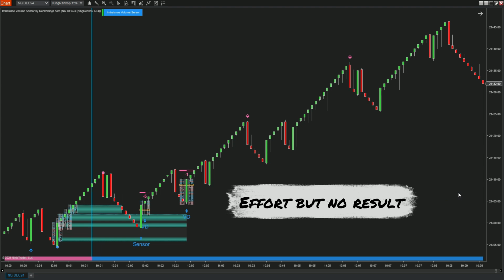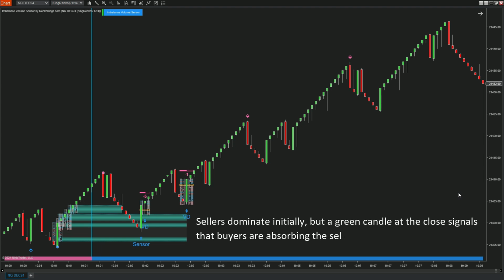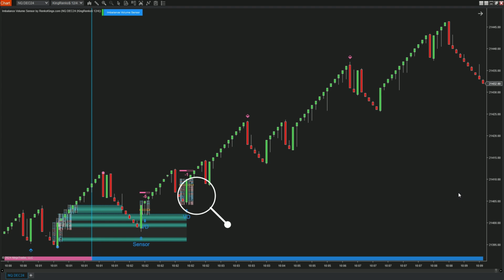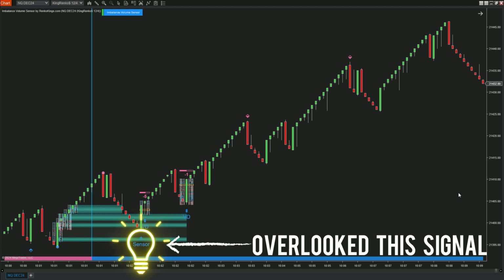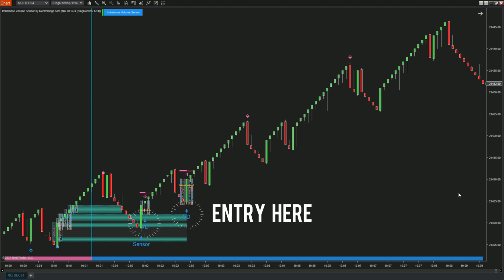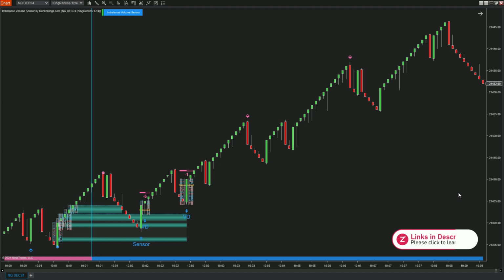We refer to this as effort but no result. In this scenario, the sell side is dominating, but by the time the candle closes, it's still green. This indicates that buyers have completely absorbed the selling pressure from the sellers. If you examine the order flow information within this signal candle, you'll see that buyers were proactive in purchasing at higher price levels, which ultimately led to the candle closing higher. So if you miss an order flow signal, you can still enter a trade based on the volume delta signal. This is particularly useful for traders using scalping strategies, especially in volatile market conditions.